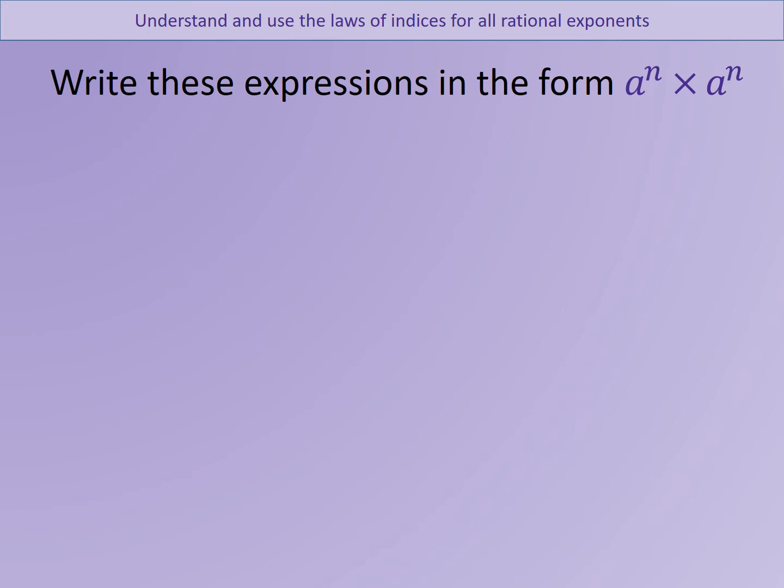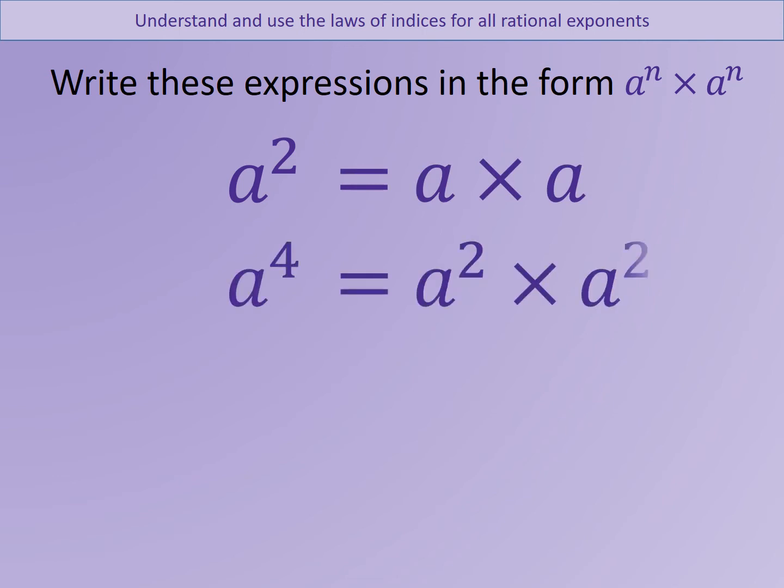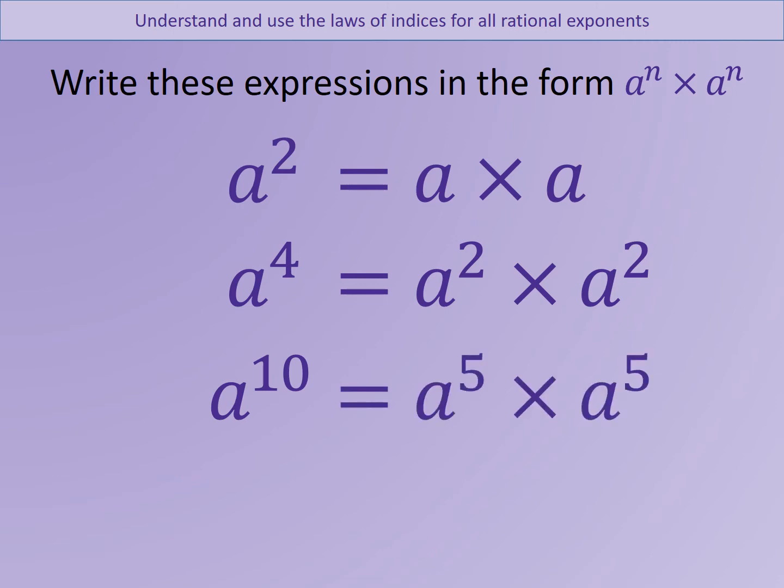Now what we're going to do is write these expressions in the form a to the power of n times a to the power of n, and this is going to lead nicely onto our next law of indices. So a squared, how can we write it in that form? Well, we would write a squared as a times a. Similarly, a to the power of 4 could be written as a squared times a squared. A to the power of 10 would be a to the 5 times a to the 5. And then a little bit more tricky, a to the power of 1 if you like, would have to equal a to the power of a half times a to the power of a half.